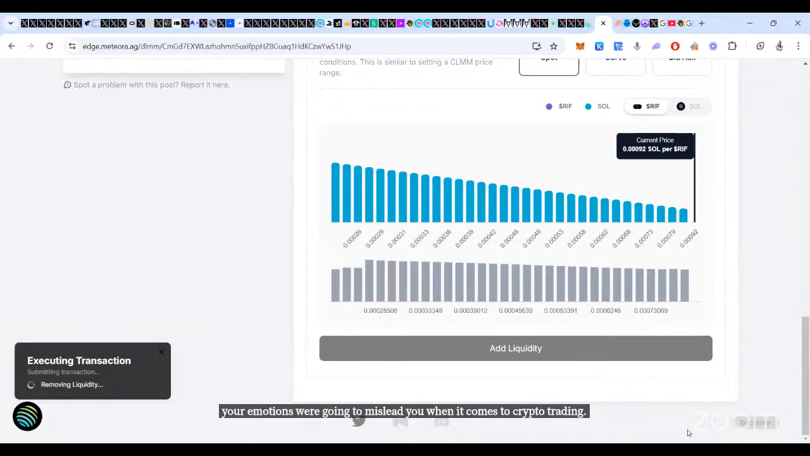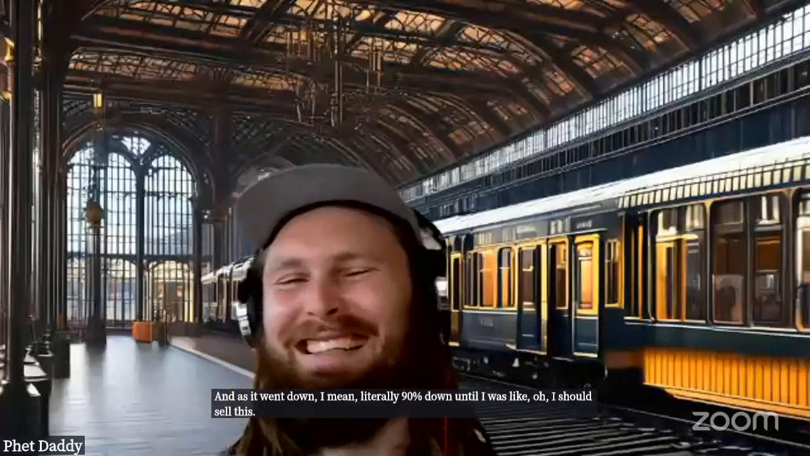The last cycle I was deeply into the launchpad space, particularly Bluezilla and their pads that they had. And I rode that all the way up, made a fortune, and as it went down, literally 90% down, I was like, oh, I should sell this, but I was so attached. This was my pension. And then I had people in the group, and the community, we'd become like, let's drink the Kool-Aid. That sounds like a good idea.